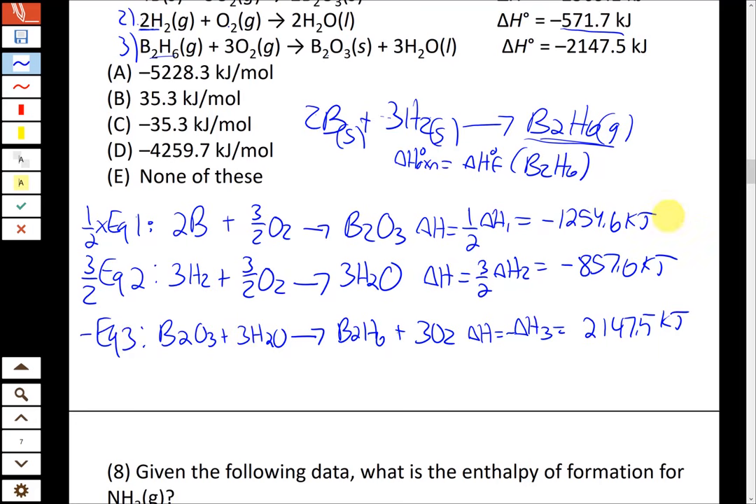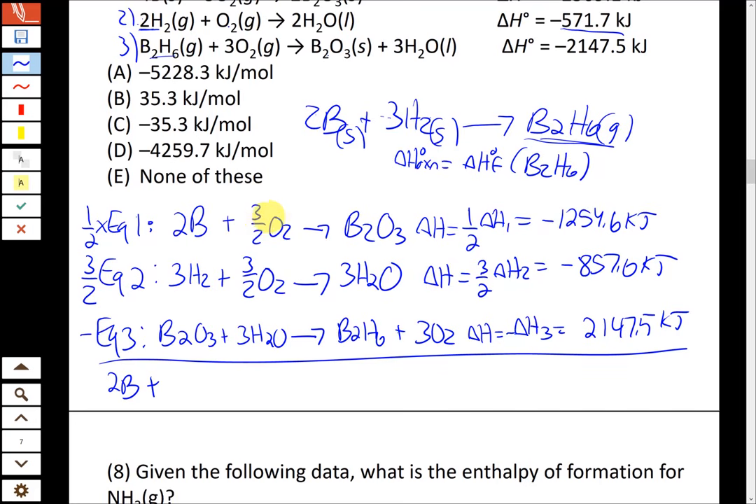If we trusted ourselves, at this point all we have to do to get the answer is just add together the three modified delta H values. We can check that the equations add up correctly, since that's always good to do if you have time. So on the reactant side, everything on the left side of the arrow is going to add together. Everything on the right side of the arrow is going to add together. Things that appear on both sides will cancel out. So we have two borons that carry through.